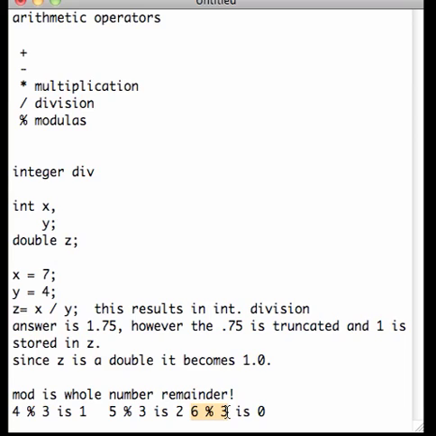A practical application of mod would be this. I'm 75 inches tall. If I take 75 and I divide by 12, I get 6 feet. If I take 75 and I mod 12, I get 3 inches. 75 inches tall becomes 6 feet 3 inches.